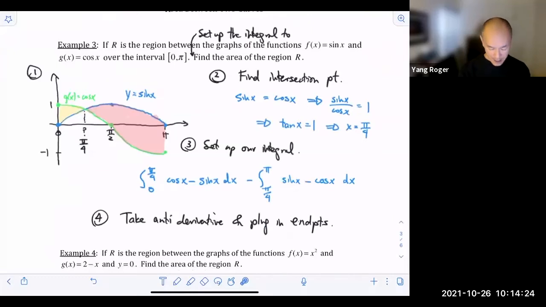So if you look at this integral over here, first of all, there's a typo. This should be a plus. Thank you to Terry for pointing that out to me. But this picture is a good example of the situation that I'm talking about. We have two curves, cosine and sine, and the region of integration is from 0 to pi. You can see that they cross at pi over 4. We figured that out by setting the two equal to each other and solving.